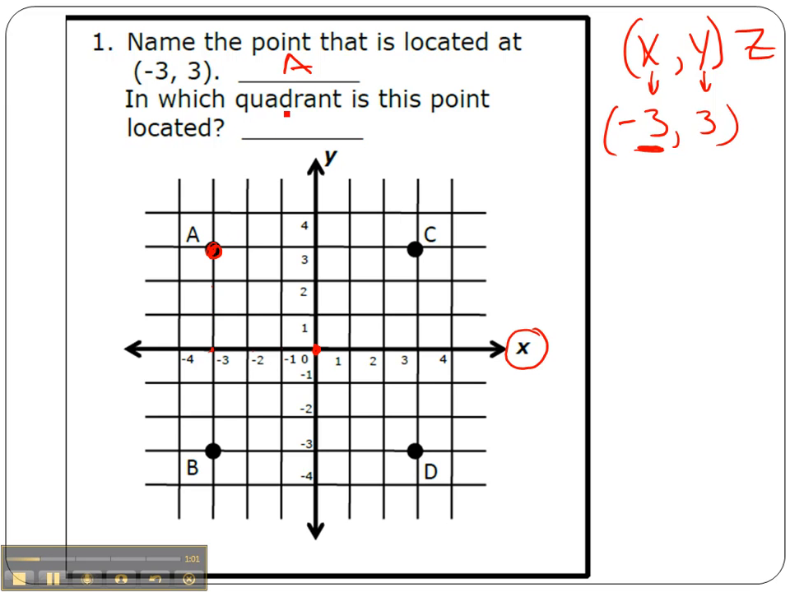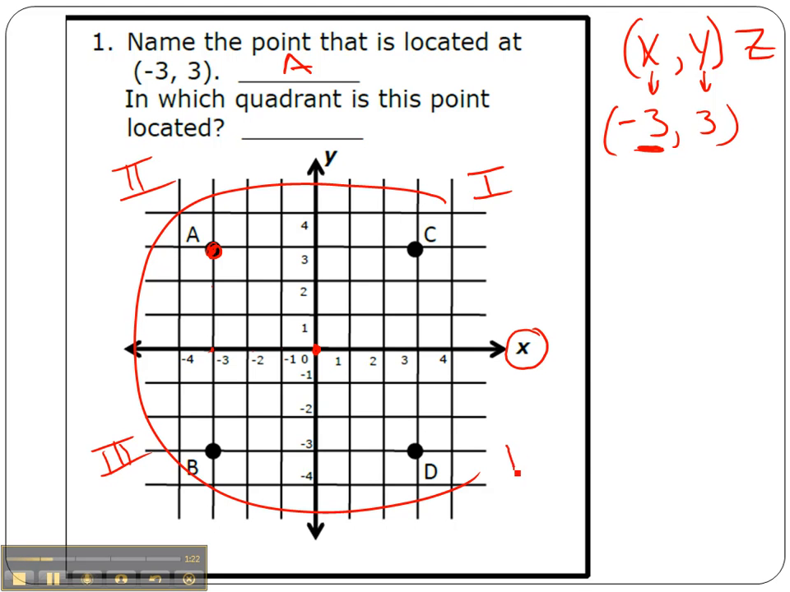Then it asks us in which quadrant is this point located. So to number the quadrants, we make a C for Colby. Your C starts in quadrant 1, where all the coordinates are positive, x and y are both positive. Then it passes through quadrant 2, then quadrant 3, and your C ends in quadrant 4. So point A is in quadrant 2.